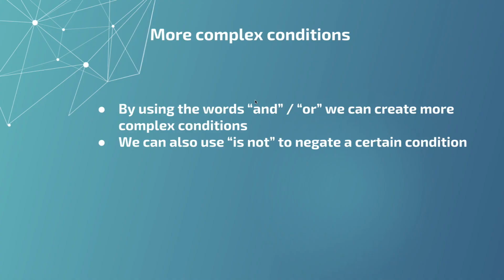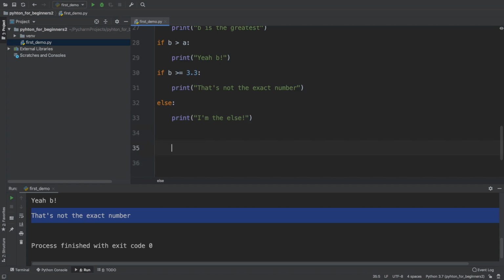We can add some more complexity to our conditions by using the words and, or, and we can also negate a certain condition. Let's have a look. Let's say if b is bigger than 3 and c is false, because c is a Boolean value, we ask c is false. You see that all of these orange words are reserved words of the language.